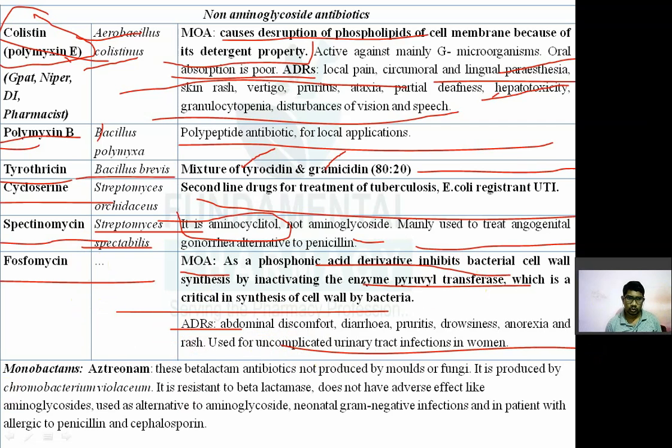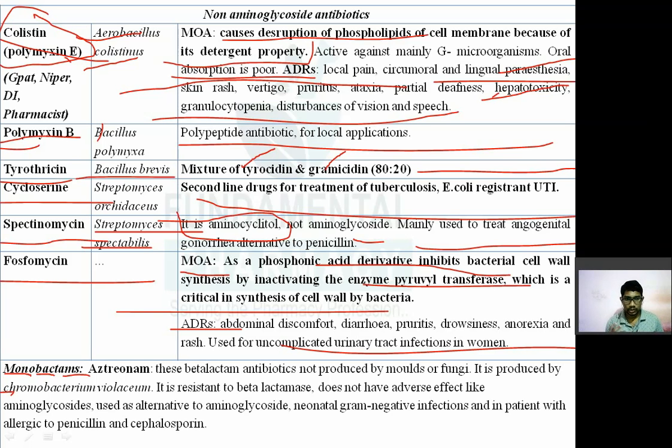Now the next one is monobactam. There are three words: mono, bact and lactam. During research, an American pharmaceutical industry was searching for antibiotics of soil origin, and they isolated this antibiotic, monobactam. Mono means having only one ring. Bact means from bacteria. And lactam means a lactam ring.